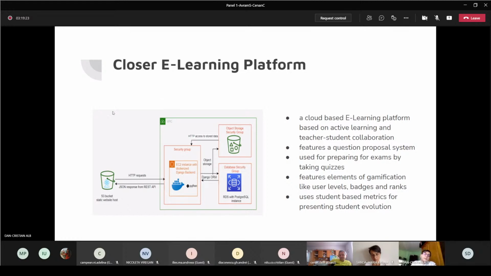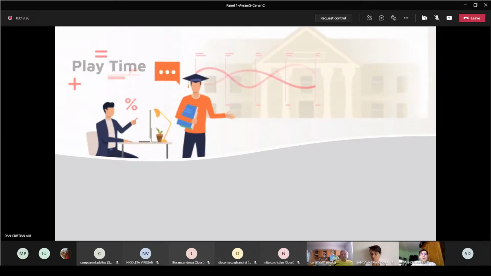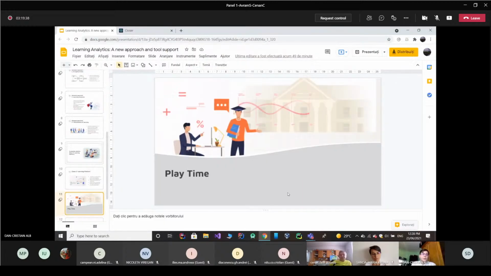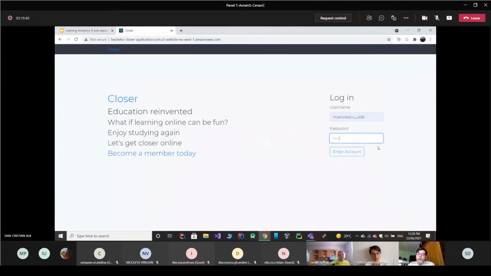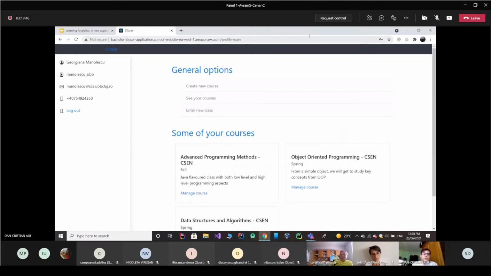On the left, since I've mentioned that we have a cloud-based platform, we can have an overview of the architecture, but I don't feel that this is of interest right now. Now moving further, it's playtime. So we go to the platform. Manolescu_UBB is a teacher account, since on the platform we can have teachers and students. This is the main panel.